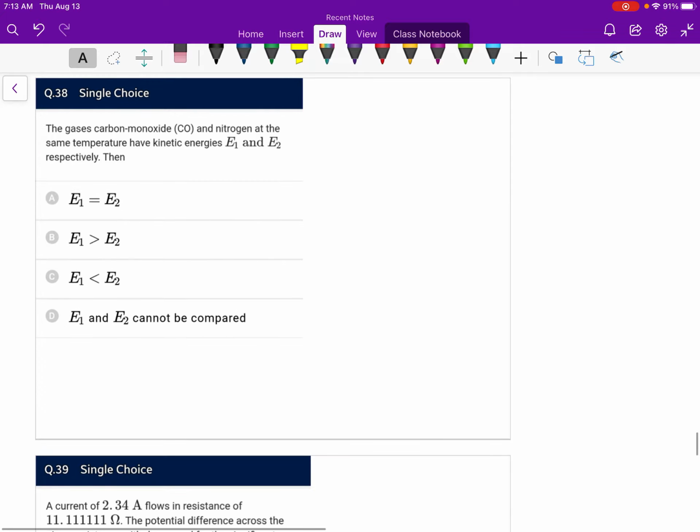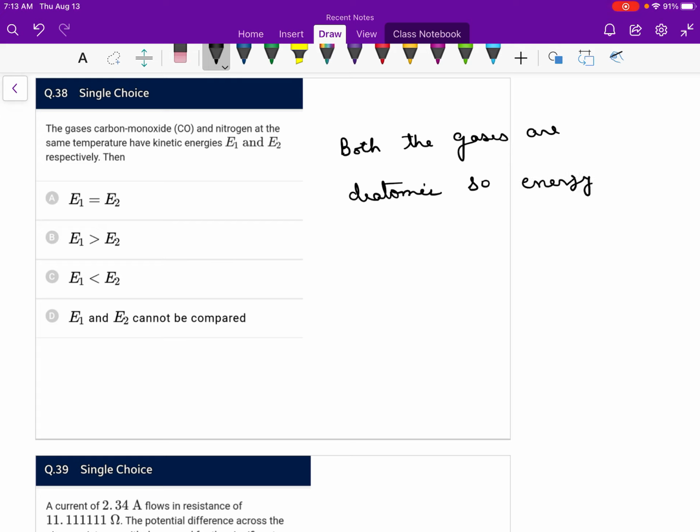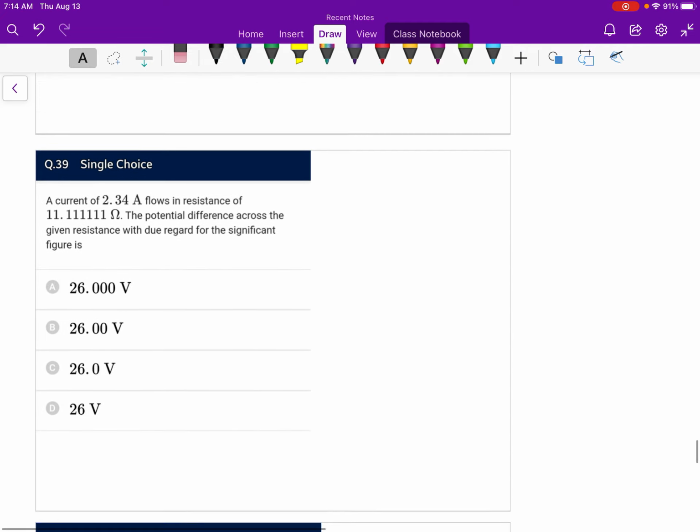Next, the gases carbon monoxide and nitrogen have the same temperature and kinetic energy E1 and E2 respectively. Both the gases are diatomic, so energy per atom E equals 5 times half kT, 5 degrees of freedom, so 5 by 2 kT. So energies of both the gases per atom or per mole will be the same, so E1 equals E2.